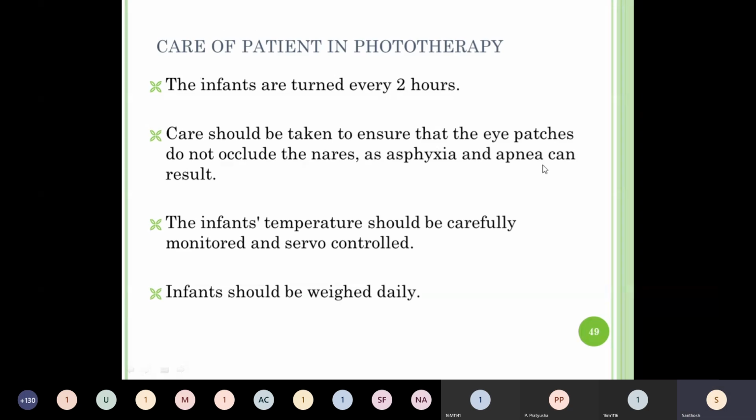Now, care of the patient in phototherapy. How do you take care of these babies? It's not that you keep the baby under phototherapy and go off. The baby should be turned every 2 hours so that more and more area of the skin is exposed and the efficacy of phototherapy is increased.